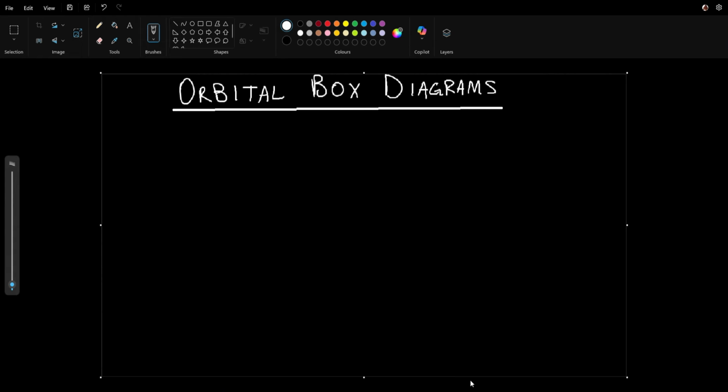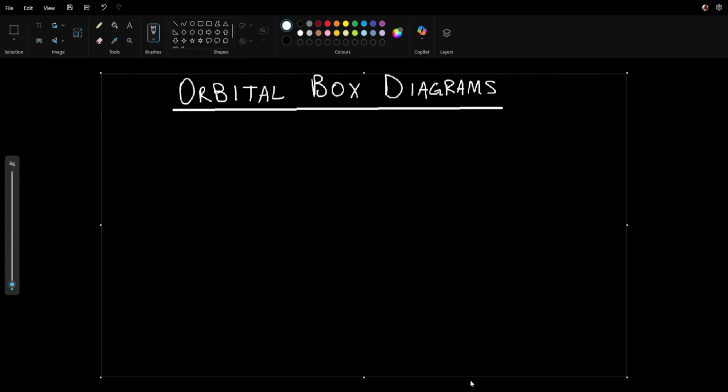So what are orbital box diagrams? Why do we use them? We have our electron configurations, but orbital box diagrams are used as a way to visually show how we're organizing our electrons and where they're going to be placed.